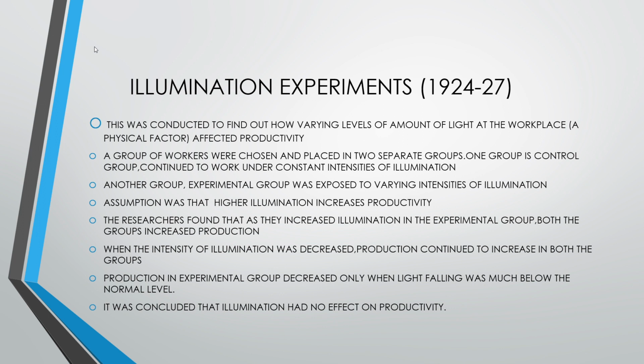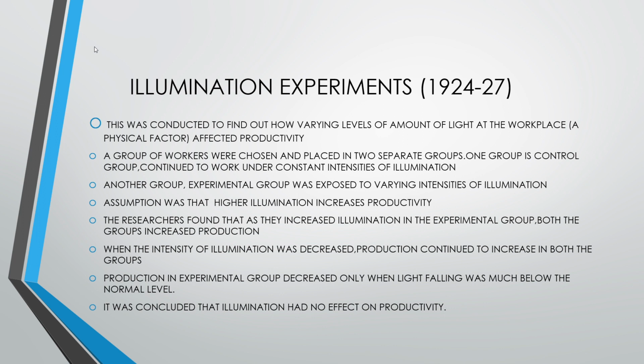In the first series of this experiment, a group of workers were chosen in 2 separate groups. One group was exposed to varying intensities of illumination. Since this group was subjected to experimental changes, it was called experimental group. Another group called control group continued to work under constant intensities of illumination.